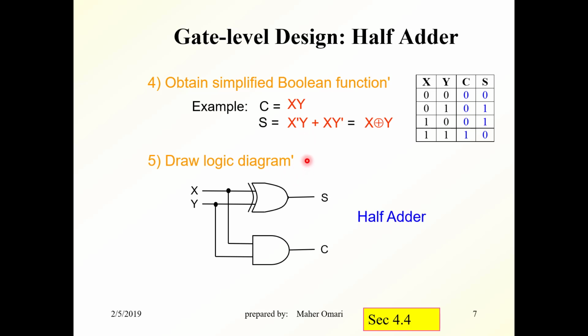Now, this is the logic diagram. You see, there's an AND gate that has X and Y as inputs, and S is an exclusive OR gate that has S as an output. So this is the half adder that we are looking for.